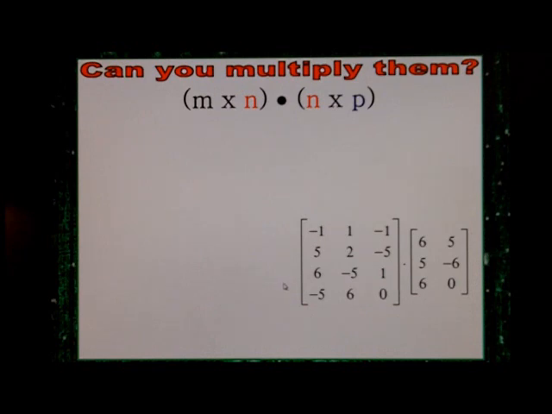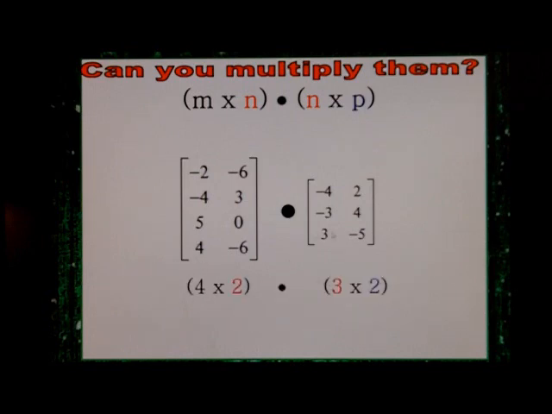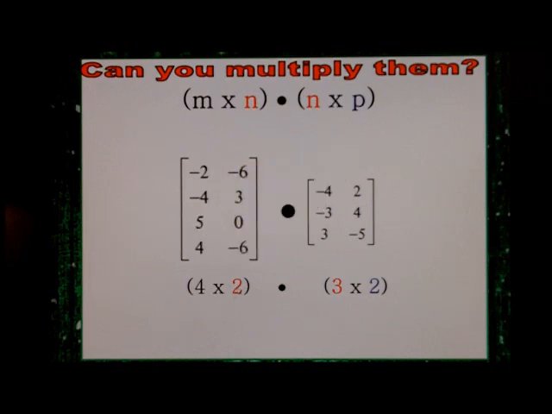Let's keep going. How about this example? Let me get to the next one. Here we go. Can I multiply them? Well, that's a 4 by 2, and that's a 3 by 2. Uh-oh! We have ourselves a problem. That's 2 columns, and that's 3 rows. So no, we are not able to multiply those. Again, because the number of columns here does not equal the number of rows there. These two numbers up here do not match up. So that one doesn't work.